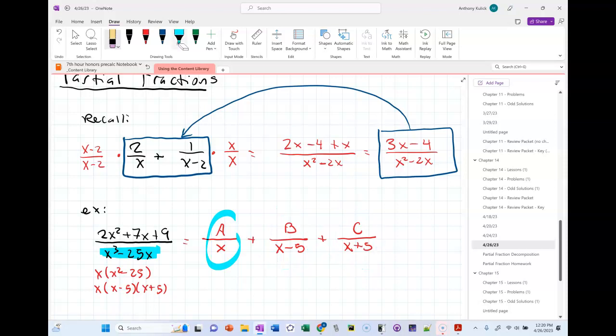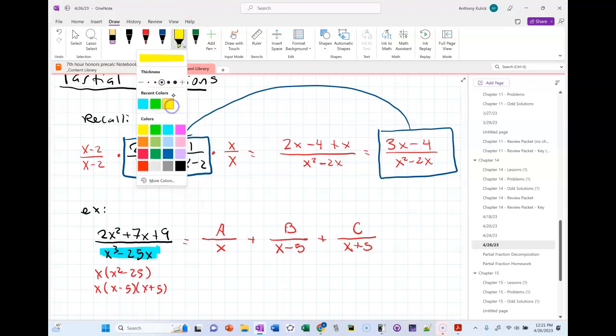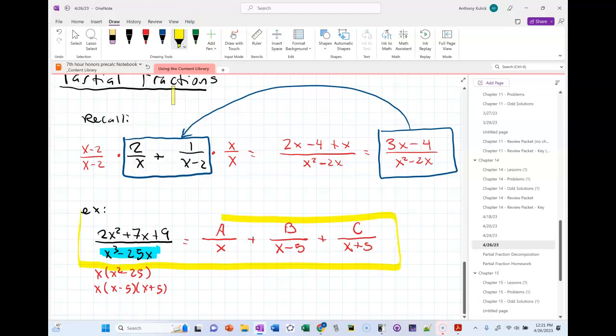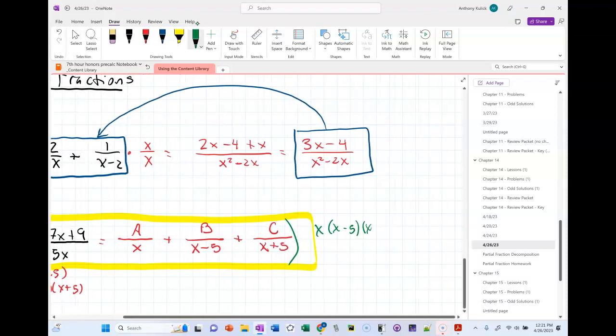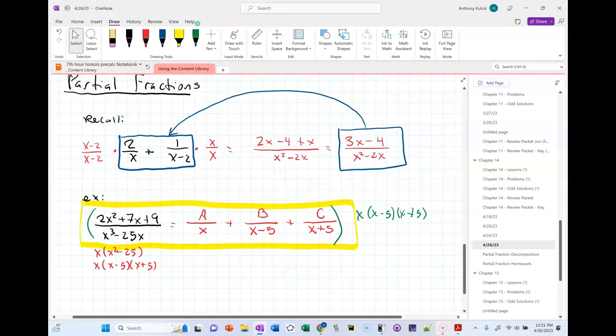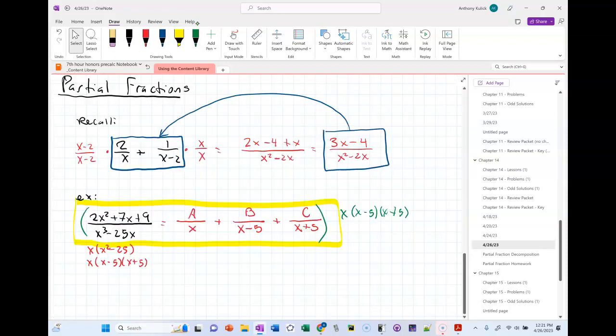All right. So what I'm going to do now is, this is a rational equation. I'm going to clear fractions just like I did in the previous homework sets by multiplying both sides by the least common denominator. Everybody's cool?